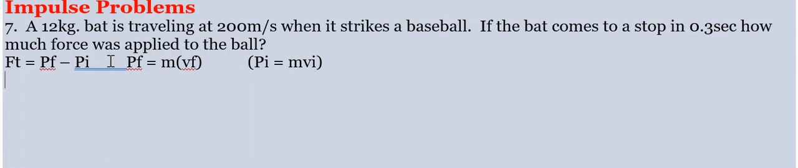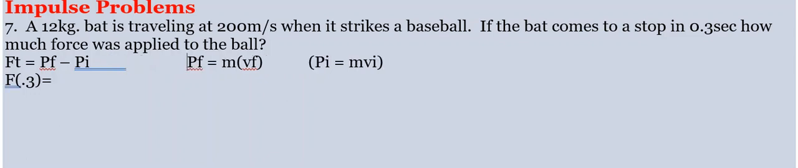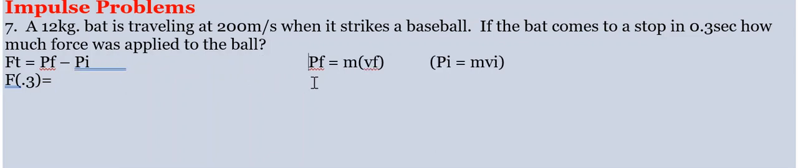So in this problem, it says a 12 kilogram bat is traveling 200 meters per second when it strikes a baseball. If the bat comes to a stop in 0.3 seconds, how much force was applied to the ball? Well, F is what we want to find. The time in this case is 0.3 seconds, so I'm going to put that in for the T. Now I'm going to put equals, and I've got to find out what PF was.